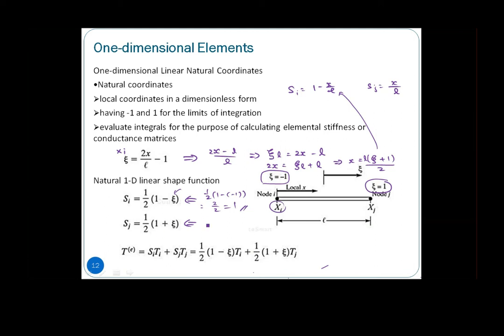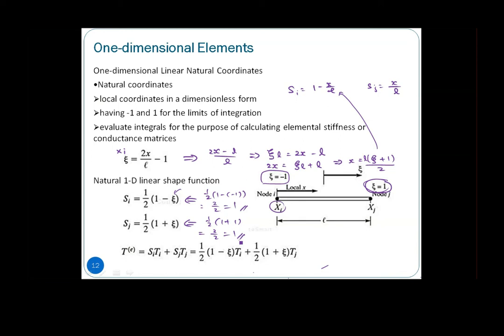Then if you substitute this in Sj with psi equal to 1, then you have 1 over 2, 1 plus 1. So it equals 2 over 2, equals 1, for Sj itself. So its property is that psi goes from -1 to 1, which will be useful when you need numerical integration of these shape functions, for the purpose of calculating the elemental stiffness matrix.